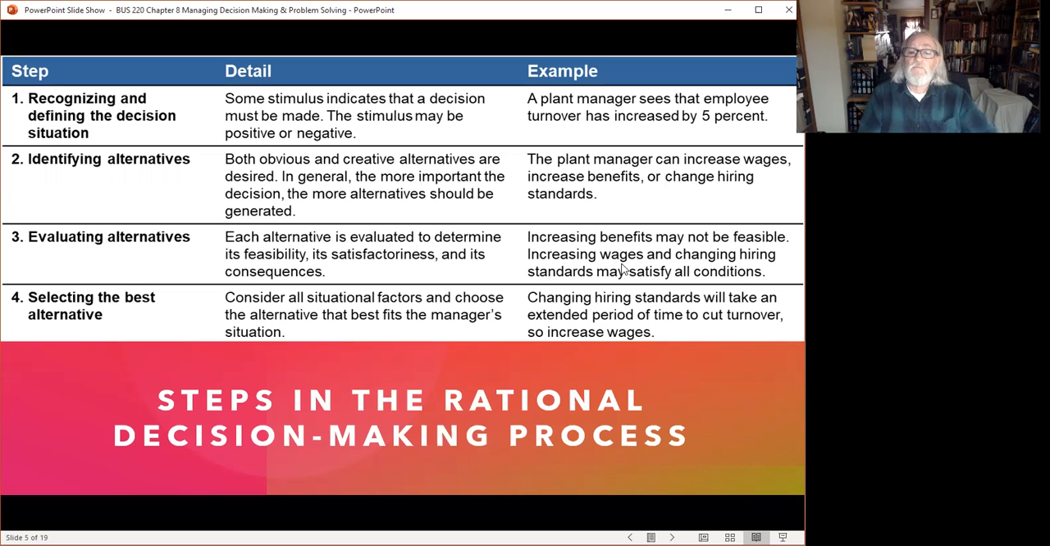immediate solution. Because again, what are we trying to do? Trying to keep people from quitting. We're trying to retain people, so we're trying to reduce turnover if we can, because we see that it's increased by 5%. These are three things that we hope will maybe address that. Okay, so benefits probably is too timely, and it may not be good enough. Employees don't always look to what benefits they are getting, they're looking to their wages. So increasing wages and changing hiring conditions may satisfy all conditions.